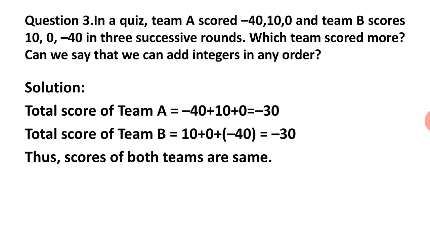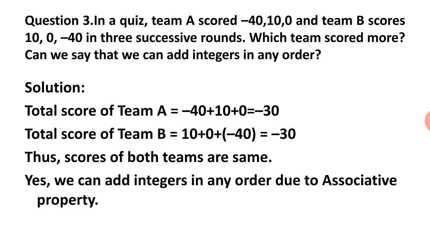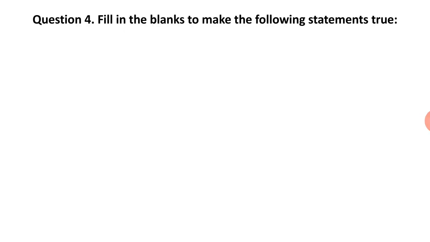Can we say that we can add integers in any order? Here, if you look into the scores, they are the same. Only the order is different. But we got the same answer. So we can say that we can add integers in any order due to associative property. With this, let us move to the next question, that is question number 4.